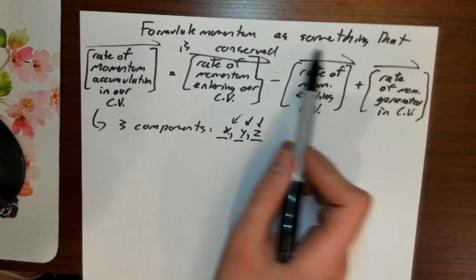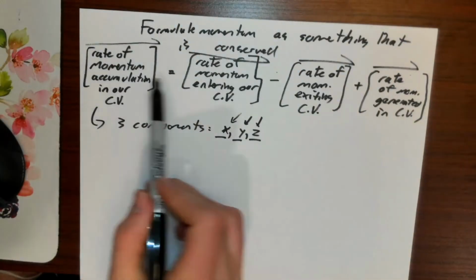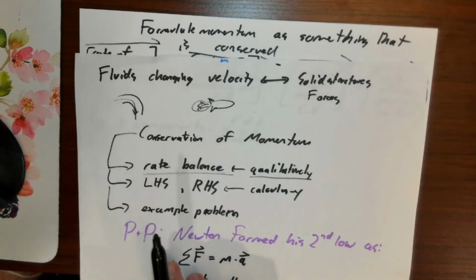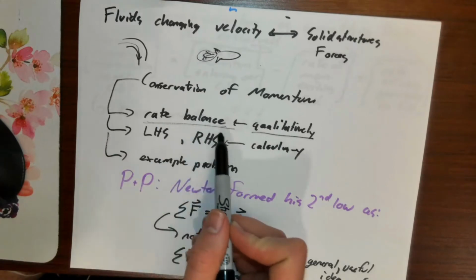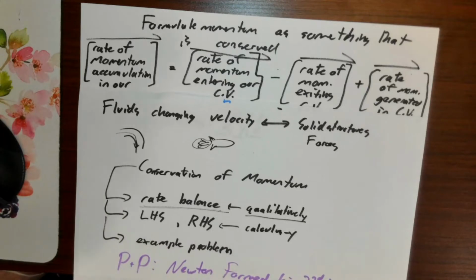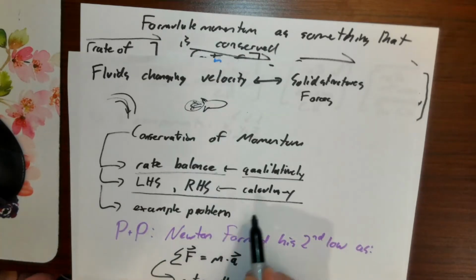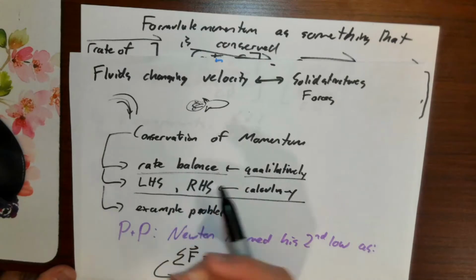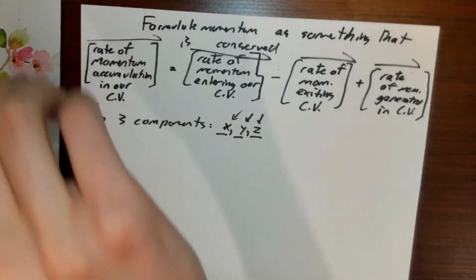So we're going to formulate momentum as something that is conserved, and we're going to formulate this as a conservation law in a very similar way that we did for conservation of mass, right? So it follows this balance of rates qualitatively in the same way that conservation of mass did. So now we're going to formulate conservation of momentum in a calculusy way that is going to look very similar but slightly modified to the way that we formed a calculusy version of conservation of mass.